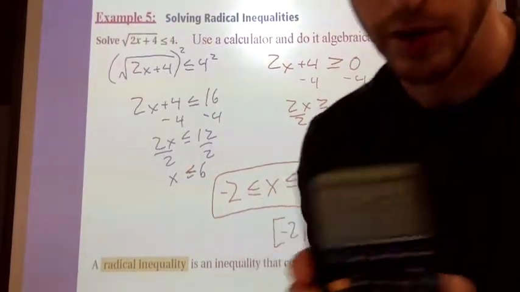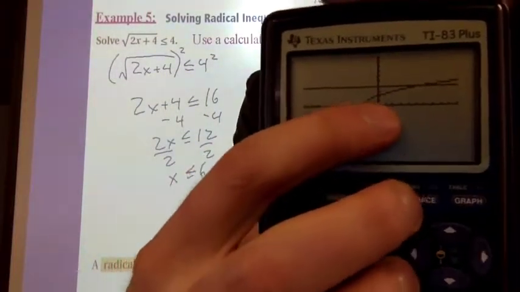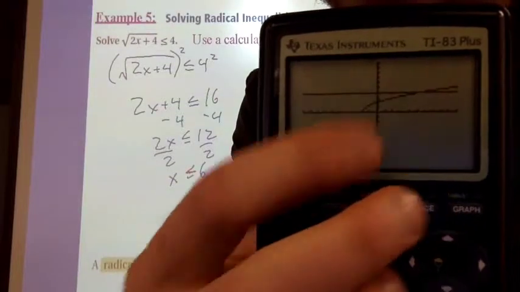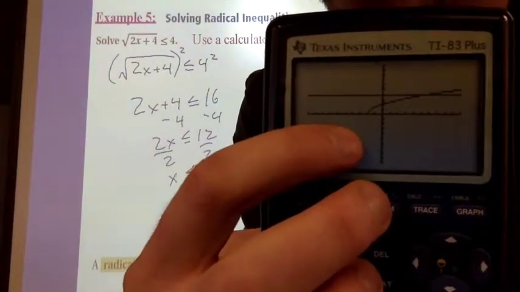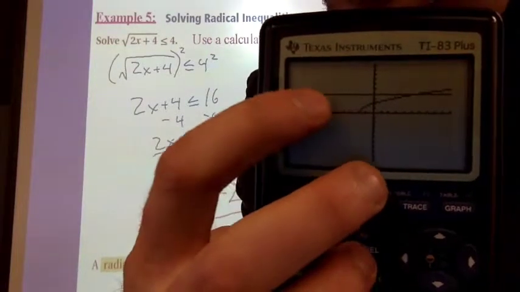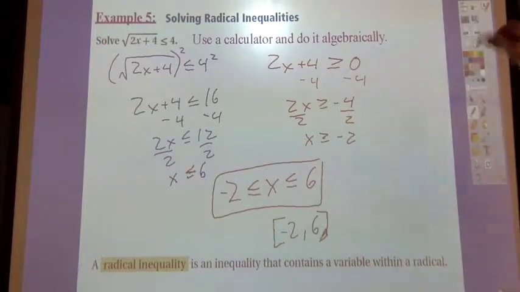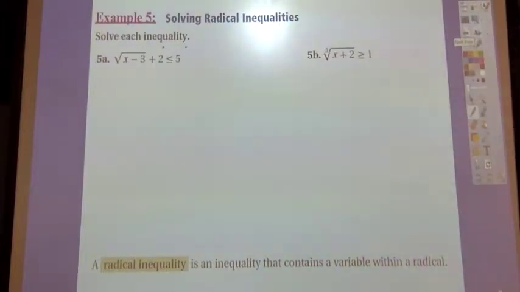And if you look back at your graph, you'll see that that's true. From negative 2 to 6, the graph of the square root of 2x plus 4 is less than or equal to this graph up here of 4. Cool, okay. Try these ones by yourself, algebraically.